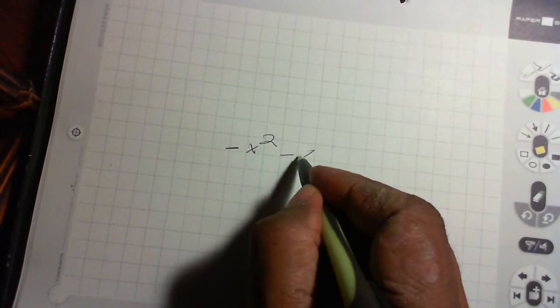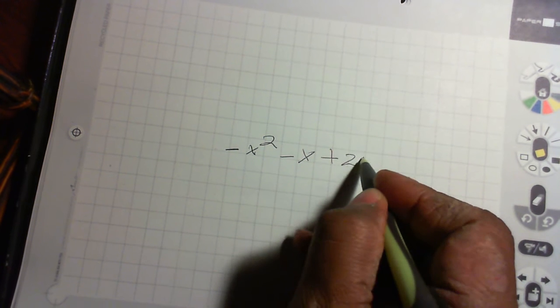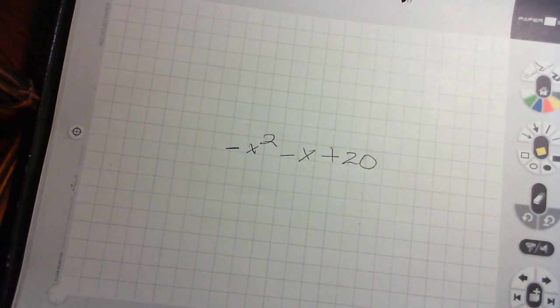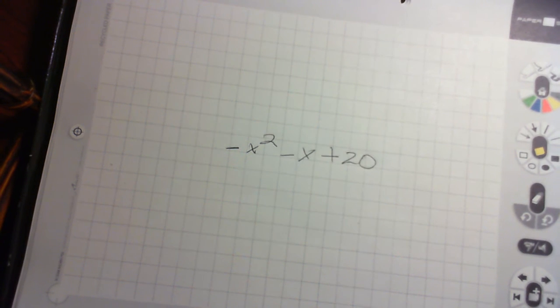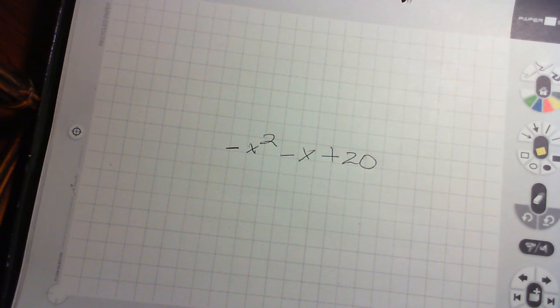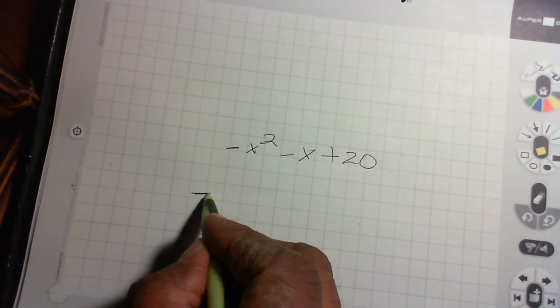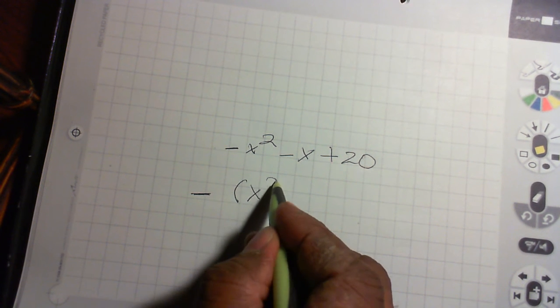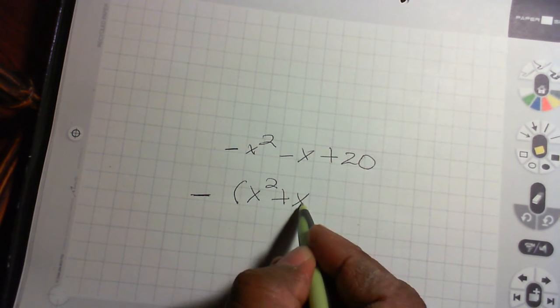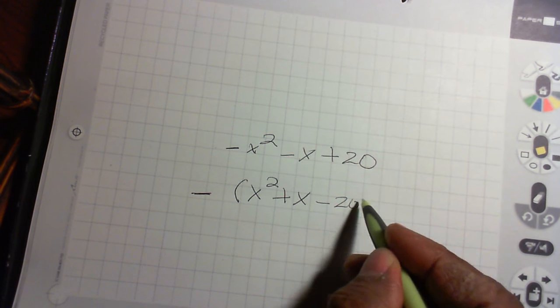Let's say I have negative x squared minus x plus 20. How do I factor this? Well, it looks a little confusing. So the best way to do this is to factor out the negative. If I factor out the negative, look what I have. I have x squared plus x minus 20.